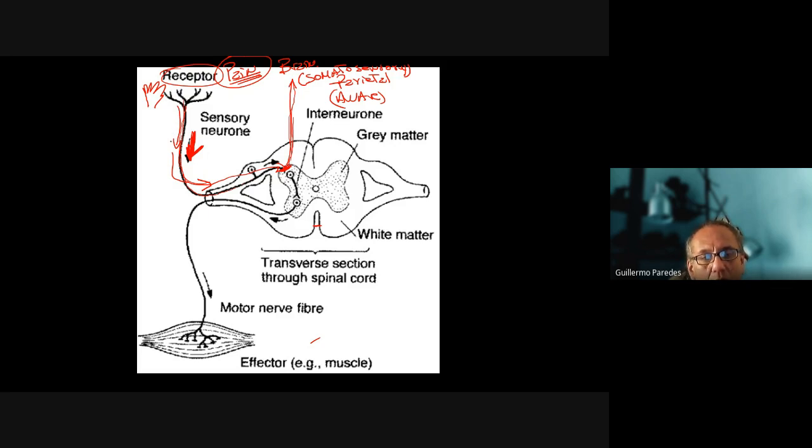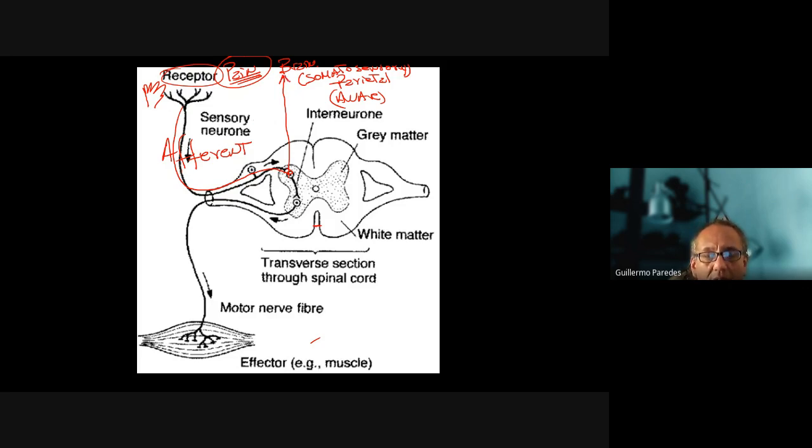So this nerve that is bringing the sensation towards the spinal cord and towards the brain is called the afferent nerve. Afferent is everything that is bringing information into the spinal cord and sending it to the brain, right? So to the parietal lobe.